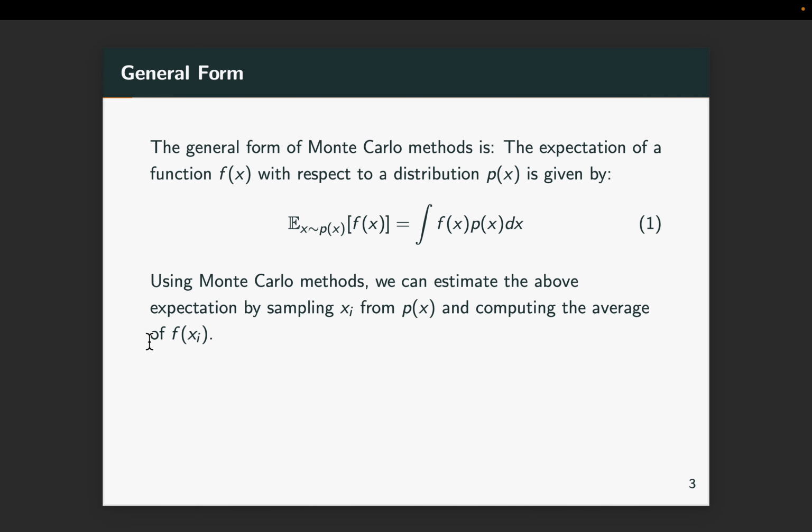And we say that we can replace this expectation or the integration via a summation as 1 over n summation f of x_i, importantly where x_i is drawn from p(x). So in today's lecture we'll look at how to draw samples from a probability distribution.